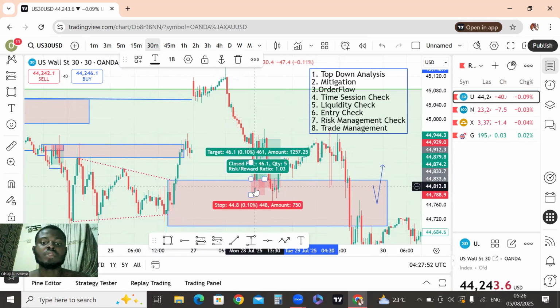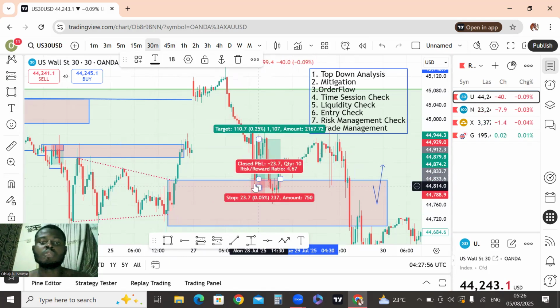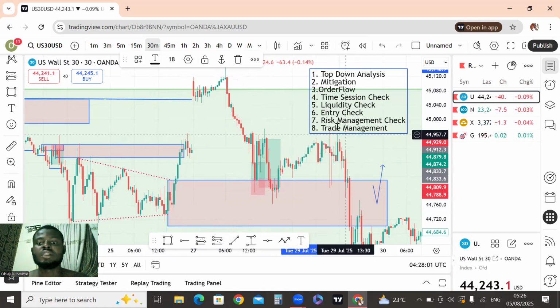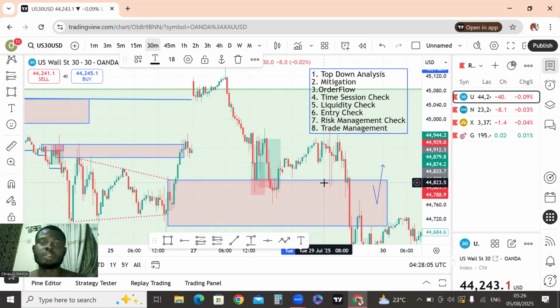Then entry check. I saw my entry because I normally do confirmation entry on the M1, using candlestick entry confirmation. Then risk management, I gauged my risk very well. I usually risk $10 since I was in a serious drawdown. Then trade management.